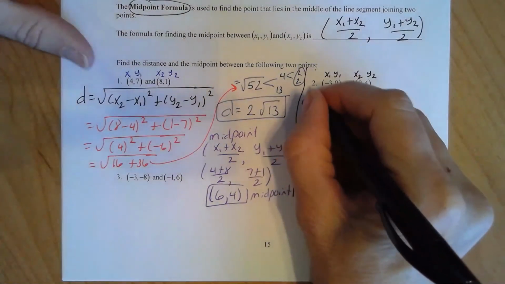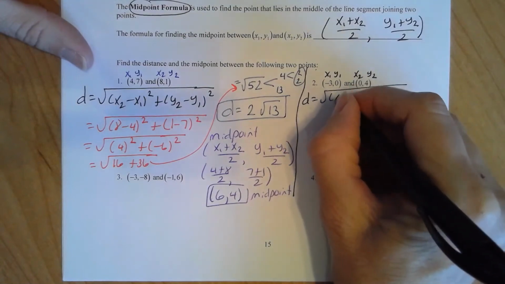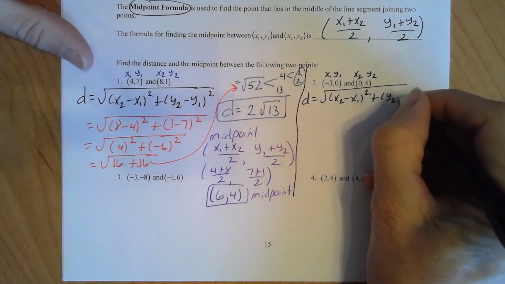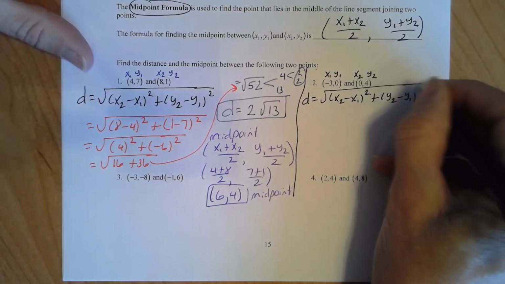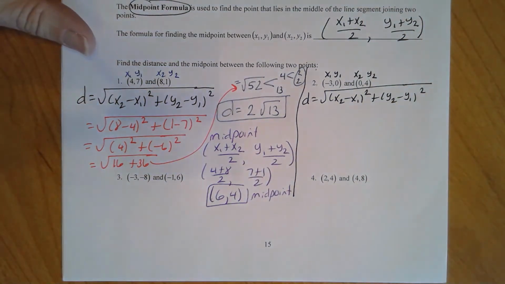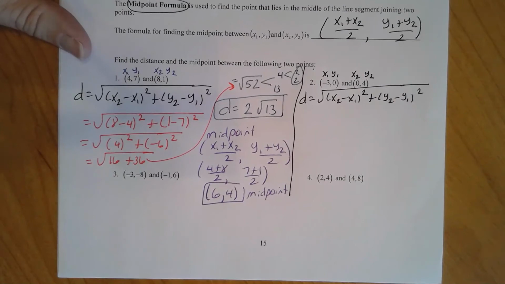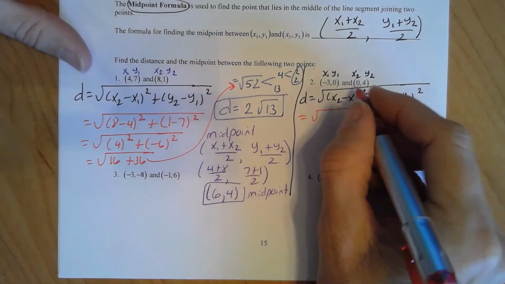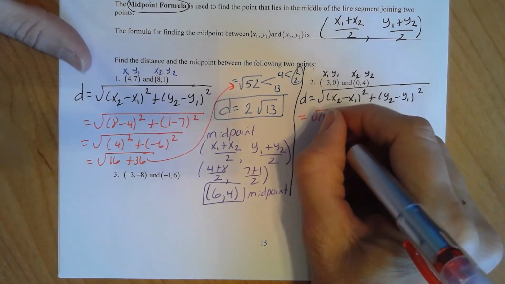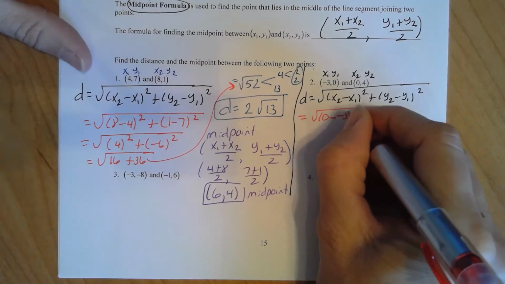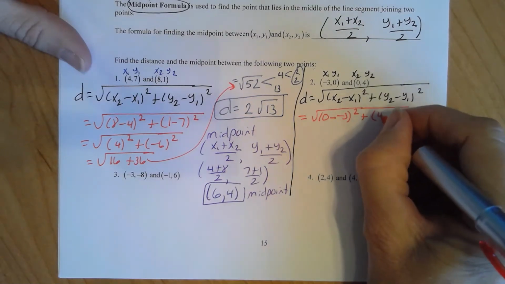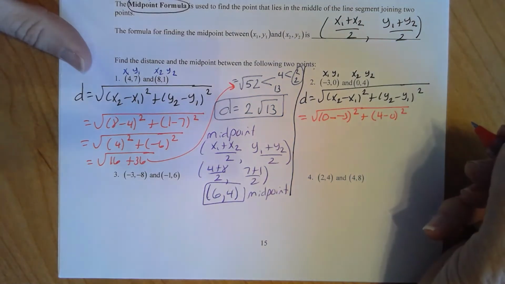So distance equals the square root of x2 minus x1 quantity squared plus y2 minus y1 quantity squared. The more you write it down, the more you'll remember it. So write it down every single time. So we're going to get x2, which is 0. Oh, watch what happens. 0 minus a negative 3 quantity squared. Plus, and the next one is going to be 4 minus 0 quantity squared.